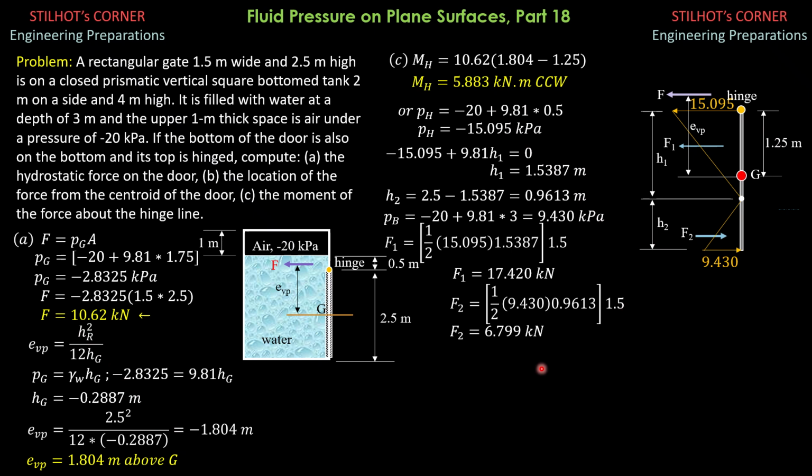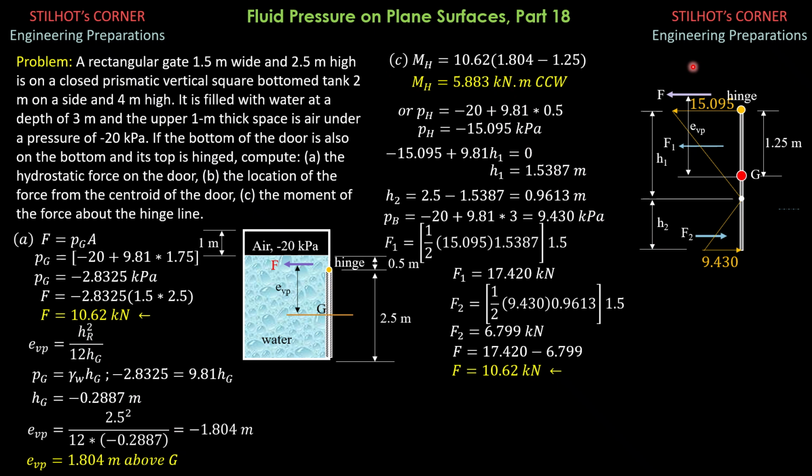So F2 equals 6.799 kilonewtons. We can now solve for F, and F is equal to 17.42 minus 6.799, and F is equal to 10.621, the accurate value, kilonewtons, going to the left. But we have to express the final answer to 4 significant figures.